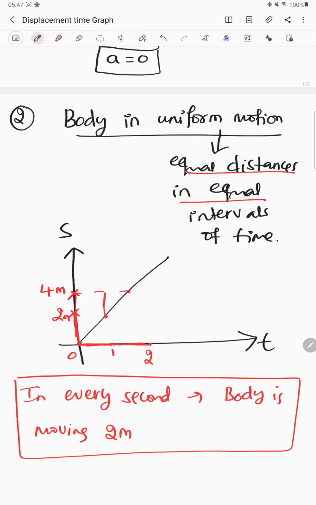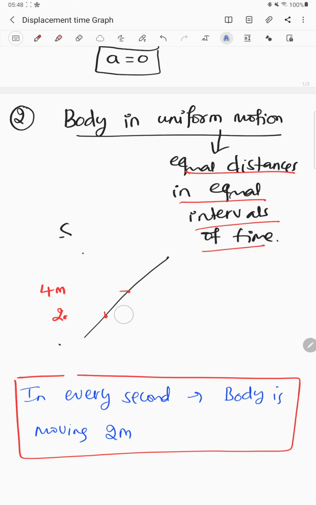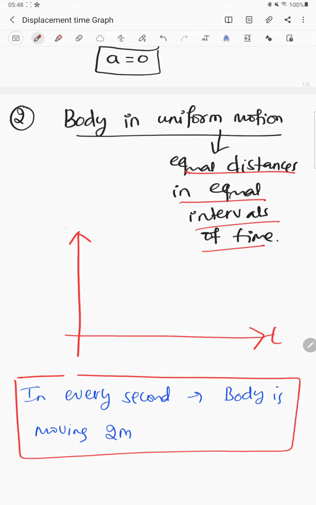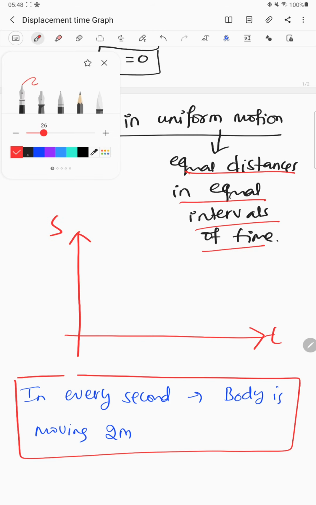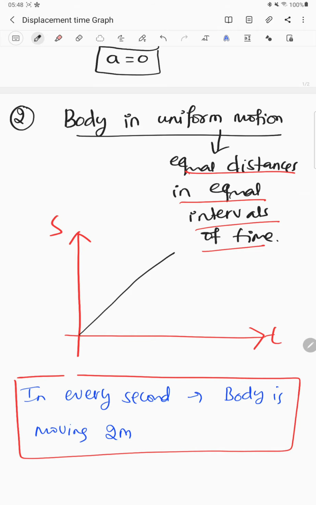You can have the definition here: equal distances in equal intervals of time. What do you mean by equal intervals of time? Here every second is an equal interval of time. Moving 2 meters is equal distance, right? So this is the case of uniform motion. No need to draw all these points. You can just draw one straight line passing through the origin. So here is the graph. This is the time axis and this is the displacement axis, and the graph comes to be like this. This is a straight line. So this is the graph of a body in uniform motion.